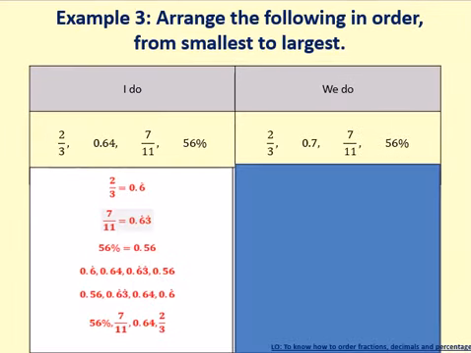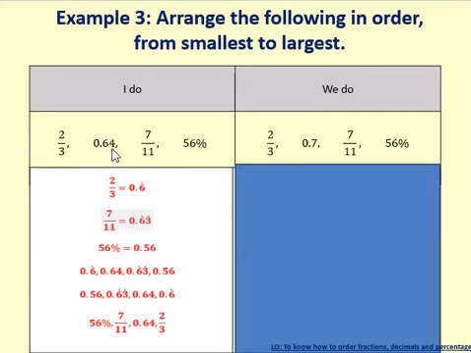Okay, so for the final example, we've got 2/3, 0.64, 7/11 and 56%. And again, the first step should be to convert these all to decimals so we can compare them. So 2/3, you might know that off the top of your head is 0.6 recurring, but if you're unsure, just do 2 divided by 3 with your bus stop method, 0.6666 with the 6 recurring.